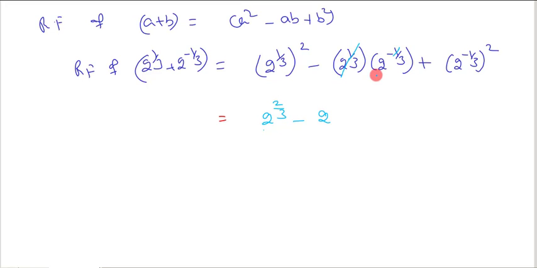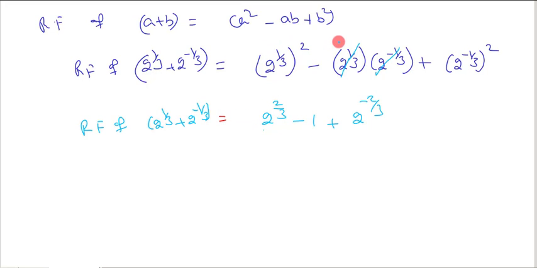Both will be reciprocals to each other. So on multiplying them, you get a 1 plus 2 to the power of minus 2 by 3. This is a rationalizing factor of 2 to the power of 1 by 3 plus 2 to the power of minus 1 by 3. Now you may get a doubt on multiplying these two, whether you are going to get a rational number or an irrational number.